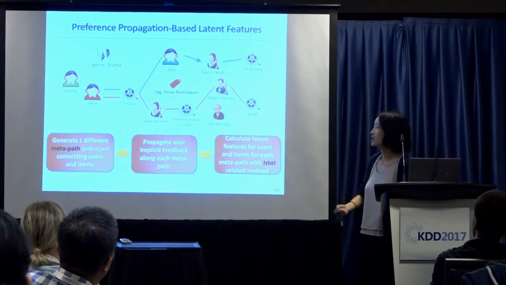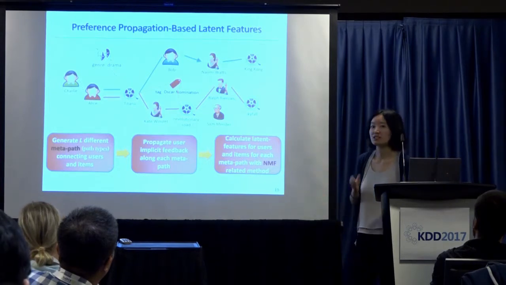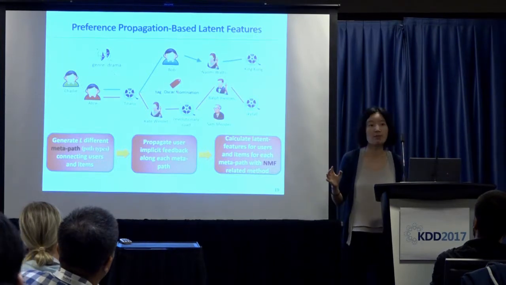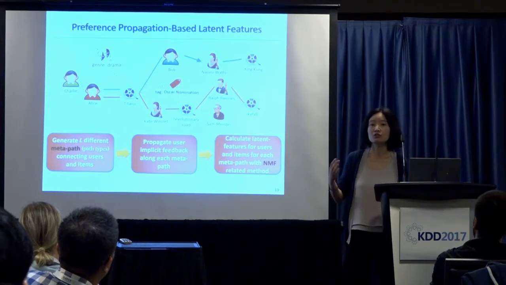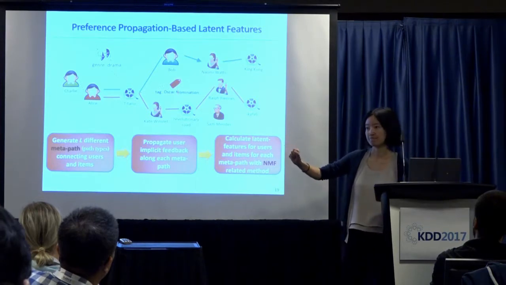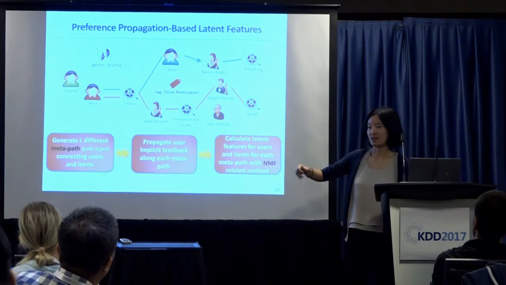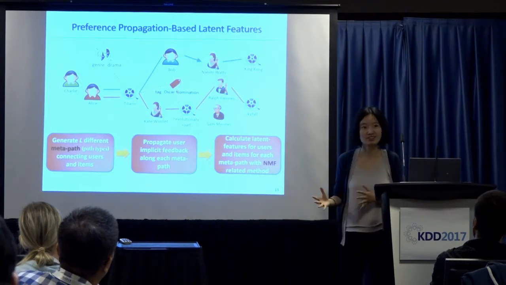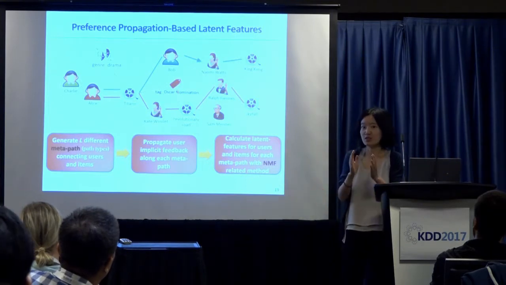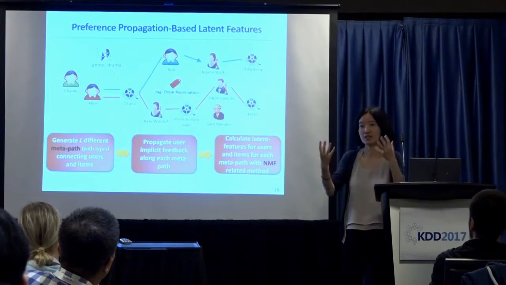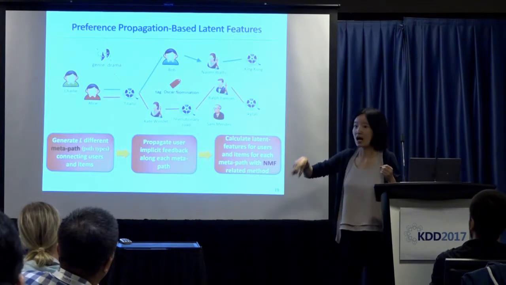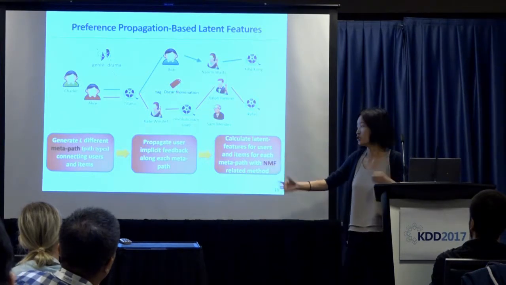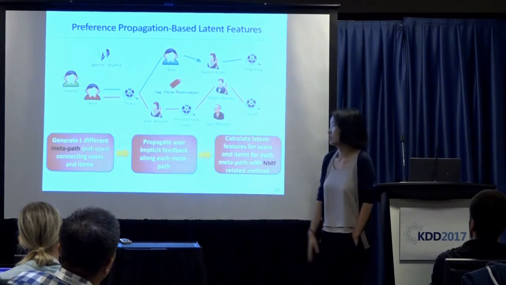So now we can really enumerate different types of propagation paths. For each different propagation path, we can prepare a new user item interaction matrix. Because if we do propagation in the network, it's just a kind of matrix multiplication. So starting from the original user item interaction matrix, for example, we multiply by the item interaction matrix, and that's going to be a new user item interaction matrix.